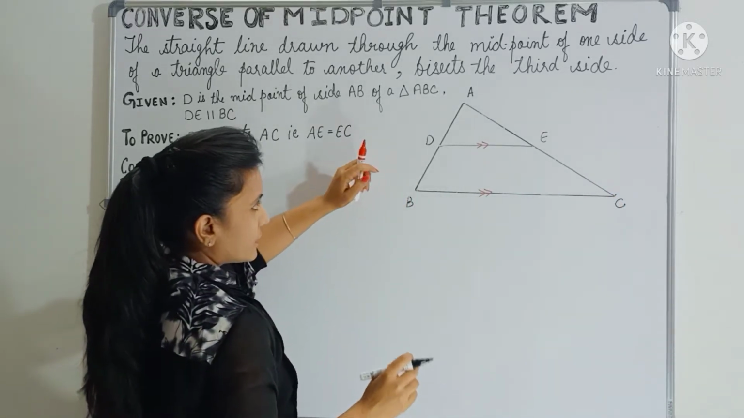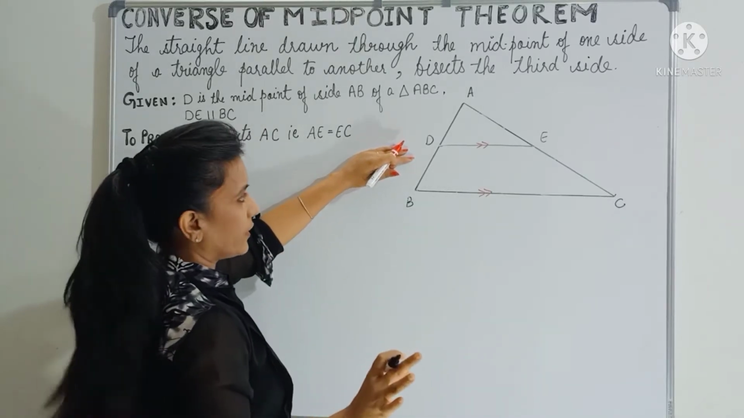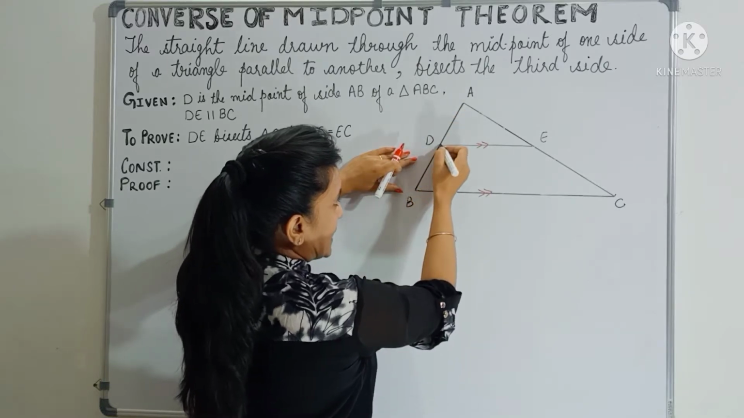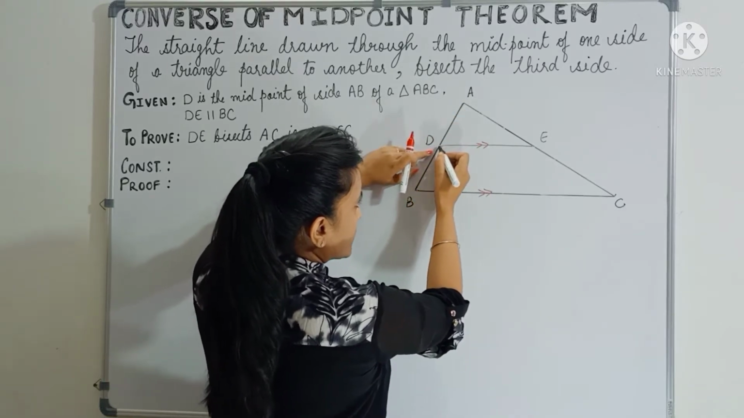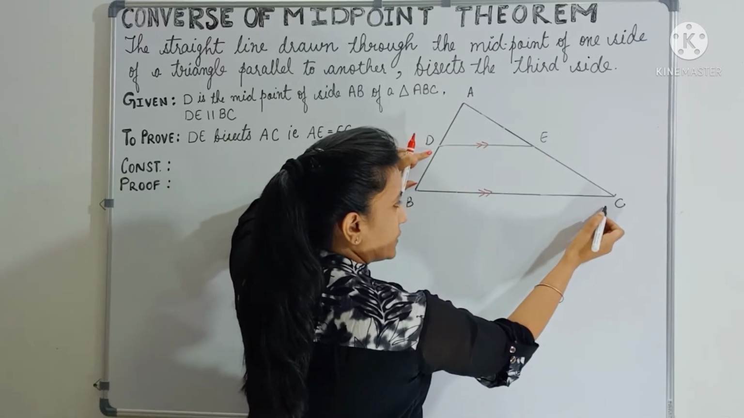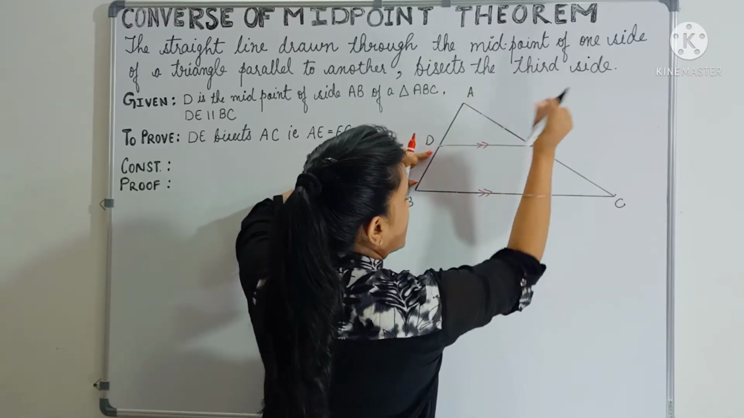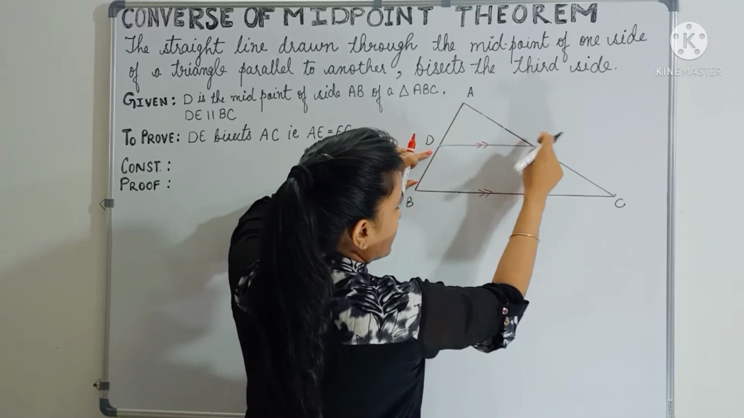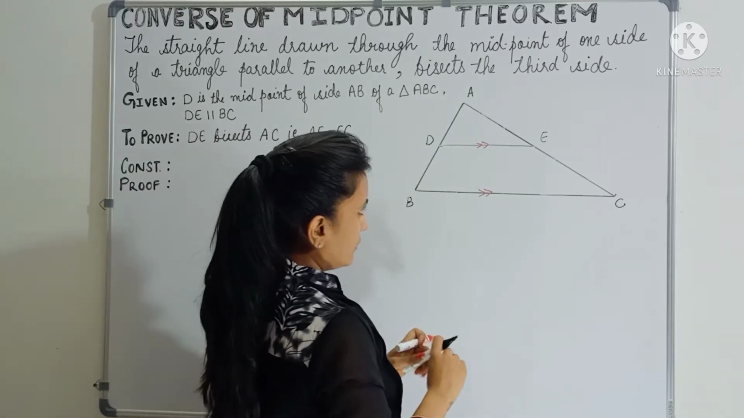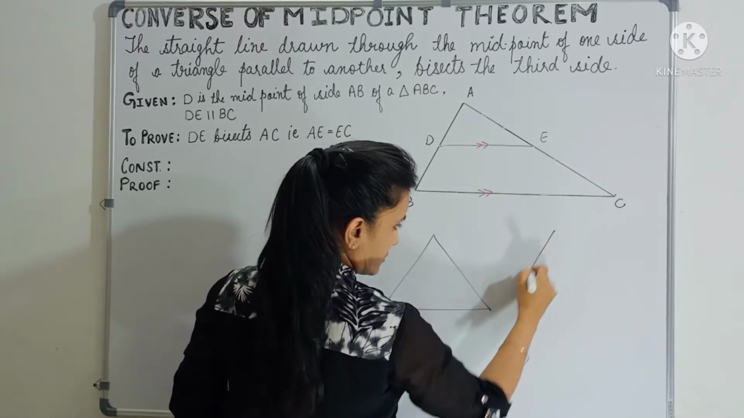So what is the statement? In a triangle you take the midpoint of any one side. I have taken AB as one side of the triangle, and D is the midpoint. From this midpoint, I have drawn a straight line parallel to another side of the triangle. So this straight line will bisect the third side. It will bisect the third side, right? It means that AE will be equal to EC. Alright, so let's see the theorem once again using two different figures.